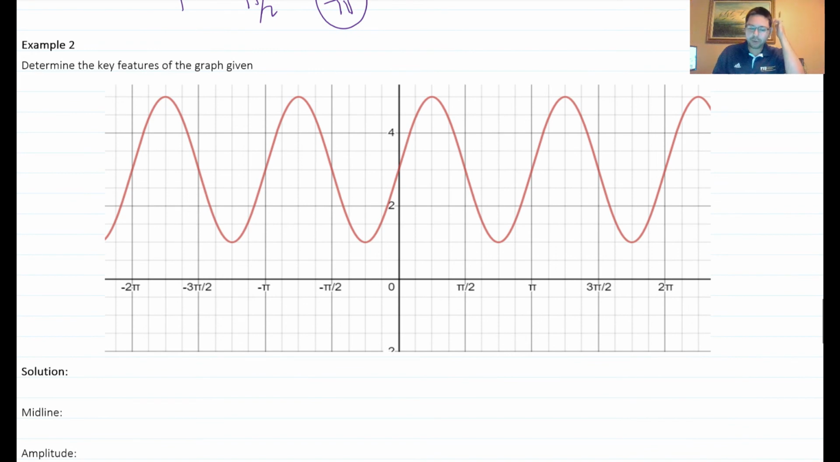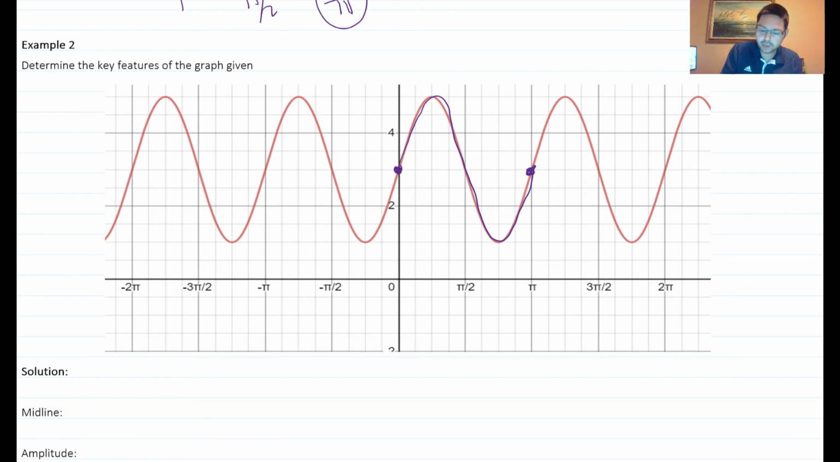So what happens if we have a graph and they want us to determine the key features? You're going to do exactly what I did here. If they just give you a graph, no function or anything like that, you don't know if it's cosine or sine. Well, first off, how do you tell if it's a cosine or a sine? Well, notice here that this curve starts here, and then it goes like that. And then after that, it repeats. Well, that looks a lot like the sine.